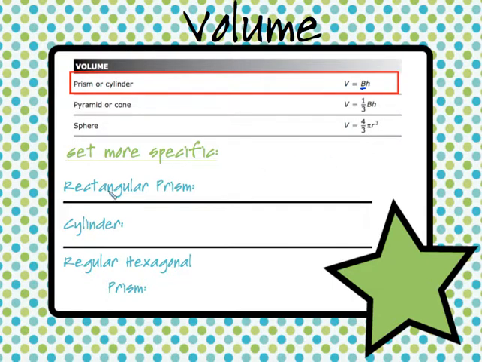Now, because of that capital B, area of the base, each formula is different because it depends on the shape of the base. So for a rectangular prism, the base is a rectangle, so for area of the base, you do length times width. Instead of capital BH, it's really length times width times height. For a cylinder, the base is a circle, so you put area of a circle instead of capital B, which is pi r squared, and then H.